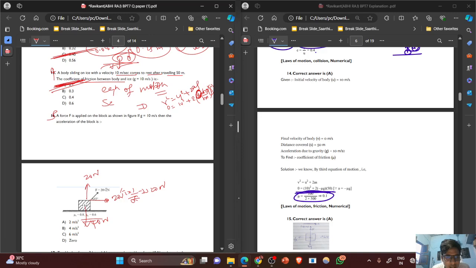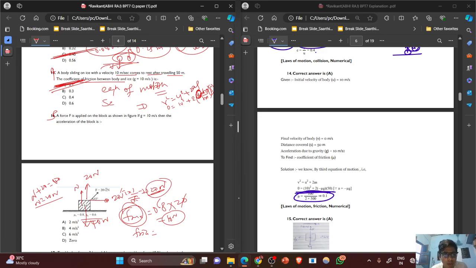So limiting friction will be 0.8 into the normal. Normal will be acting in this direction, so normal plus 20 is equal to 40, so normal will be 20 Newton. So multiplying with 20 it will come out to be 60 Newton. So F limiting is less than the value of the external force. So the body will move.